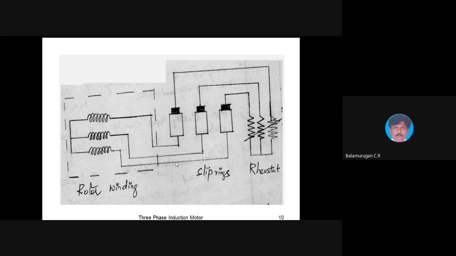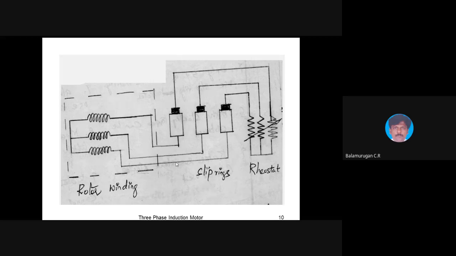Next, coming to the slip ring induction motor. Almost the slip ring induction motor will be like this one. We'll have a rotor winding. In the case of squirrel cage, the rotor on both sides will be short circuited. In the case of the slip ring induction motor, this motor is mainly used for variable speed applications. Squirrel cage is used for constant speed applications, and slip ring is used for variable speed applications.